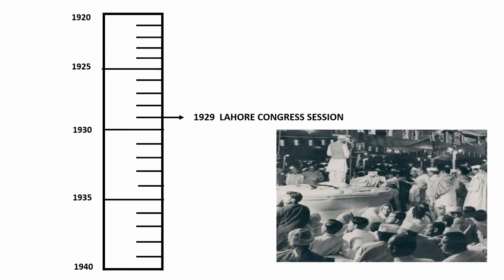1929 Lahore Congress Session. The Congress convention began in Lahore in December 1929 and Pandit Nehru was the president of the session. In this session, members agreed that the Congress and the Indian nationalists should fight for Purna Swaraj, that is complete independence, and adopted it as the goal of the Indian National Congress.